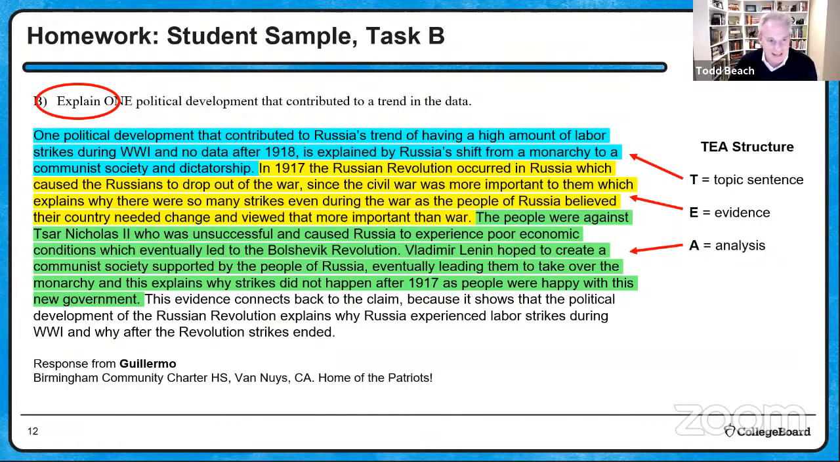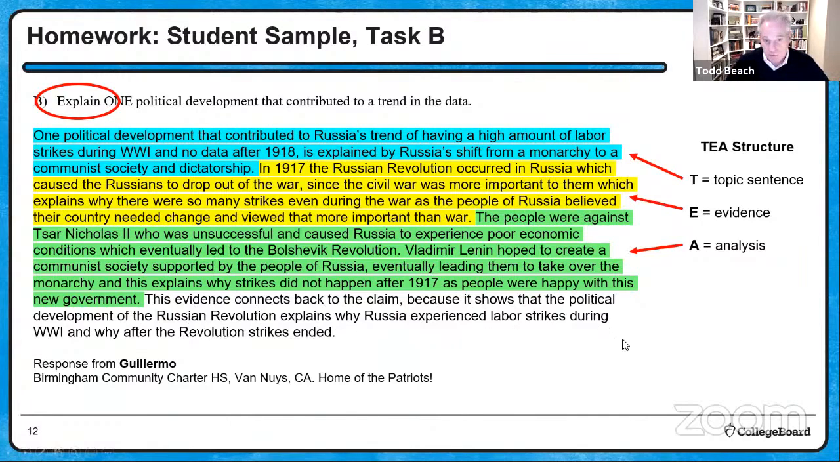The people were against Tsar Nicholas II, who was unsuccessful and caused Russia to experience poor economic conditions, which eventually led to the Bolshevik Revolution. Vladimir Lenin hoped to create a communist society supported by the people of Russia, eventually leading them to take over the monarchy. And this explains why strikes did not happen after 1917. The people were happy with this new government. And that would be enough. But then he continues here.